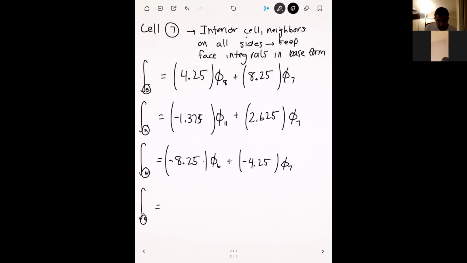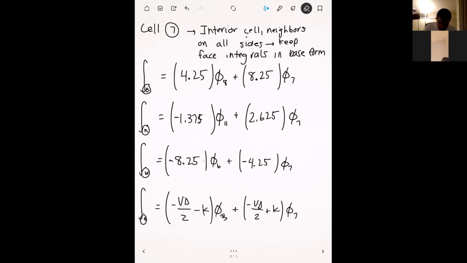Okay. And then for the south integral, what we have is minus v delta divided by 2 minus k times phi south neighbor. So south neighbor is 3. Plus a minus v delta divided by 2 plus k phi 7. And so let's go ahead and perform that math. And so we have minus 5 divided by 2 times 0.25 minus 2. And so we have minus 2.625. And then on the right here, we have a minus 5 for v times 0.25 divided by 2 plus 2. And so we have a positive 1.375.